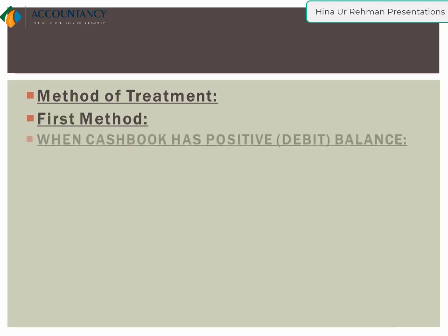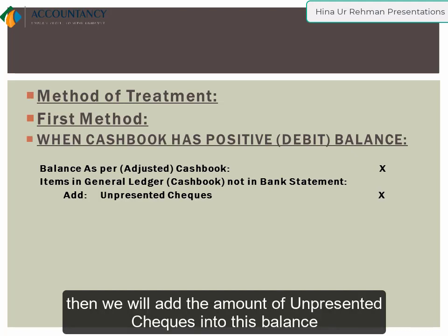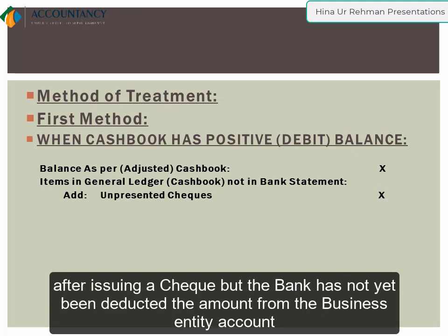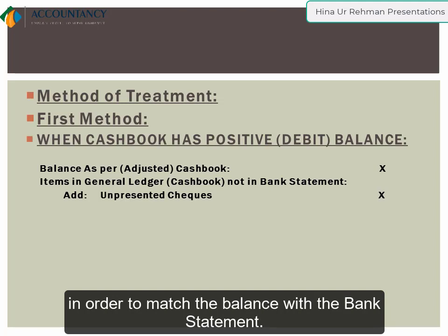First method, when cash book has positive debit balance. If we are starting our answer by taking the positive debit adjusted cash book balance, then we will add the amount of unpresented checks into this balance, because the business entity has recorded it as a payment into their accounts after issuing a check, but the bank has not yet deducted the amount from the business entity account. So the business entity will add up this amount into their bank account balance in order to match the balance with the bank statement.